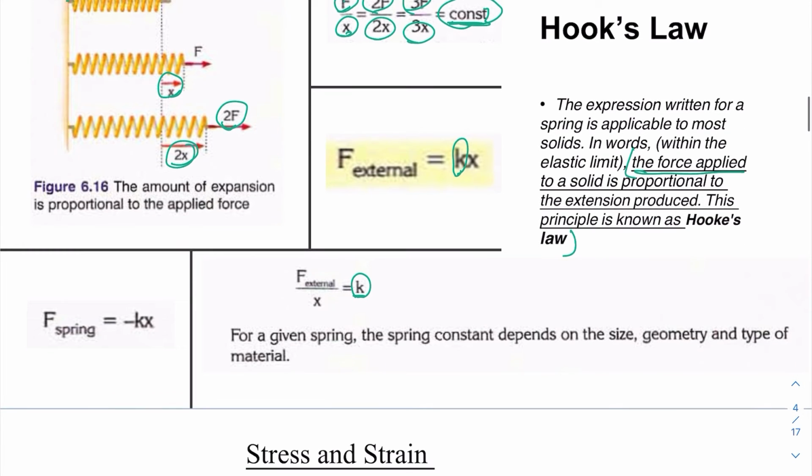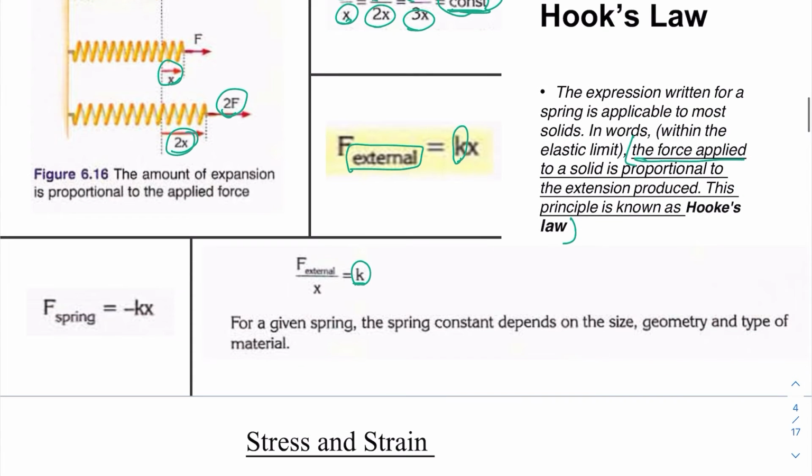So this force is external because we apply force from outside. But sometimes we see Hooke's law with a negative sign, and this negative is because the equation is about the internal or spring force, not the force that we are applying from outside, the external force.